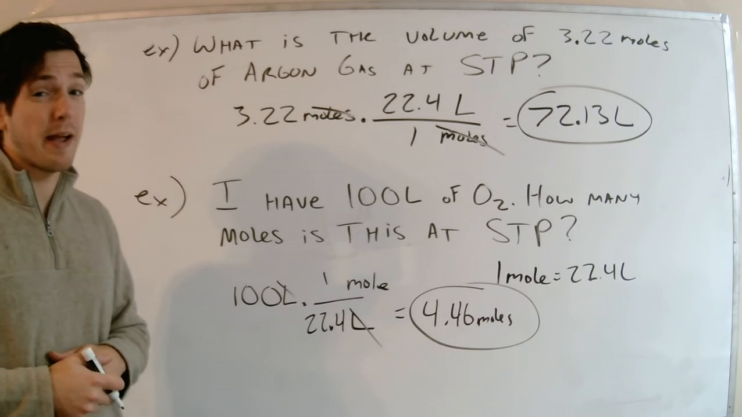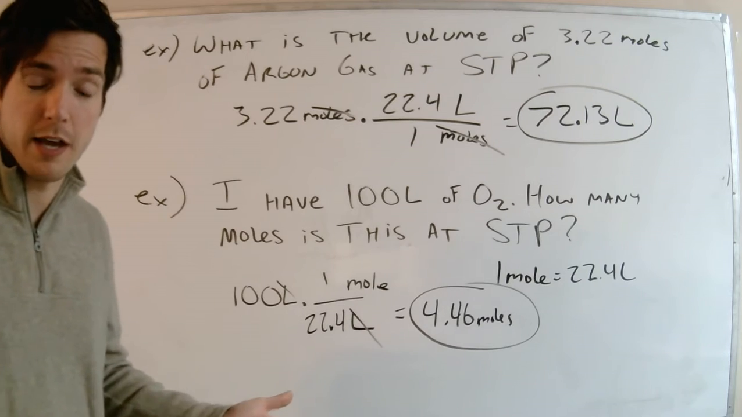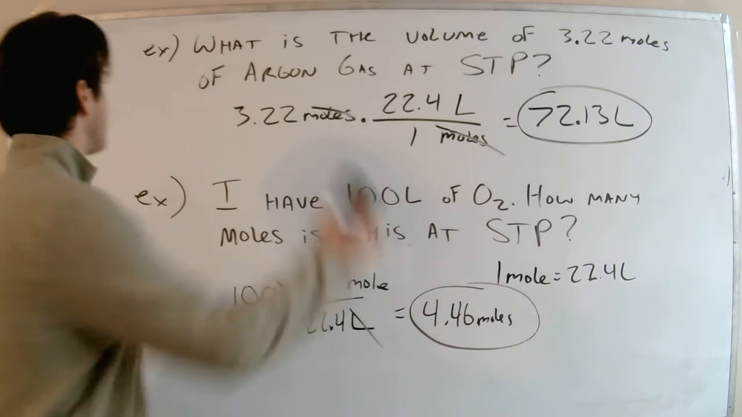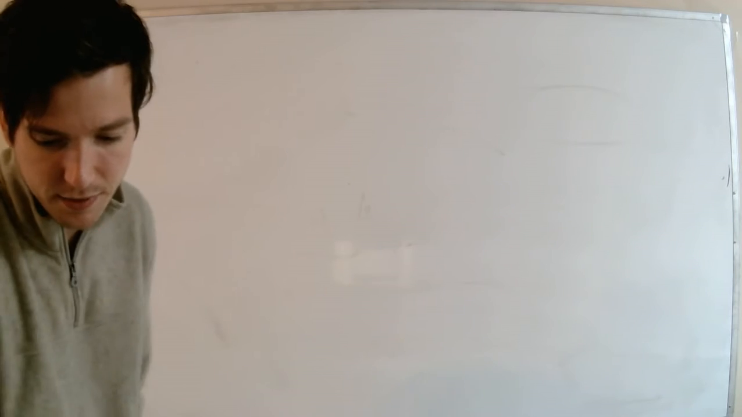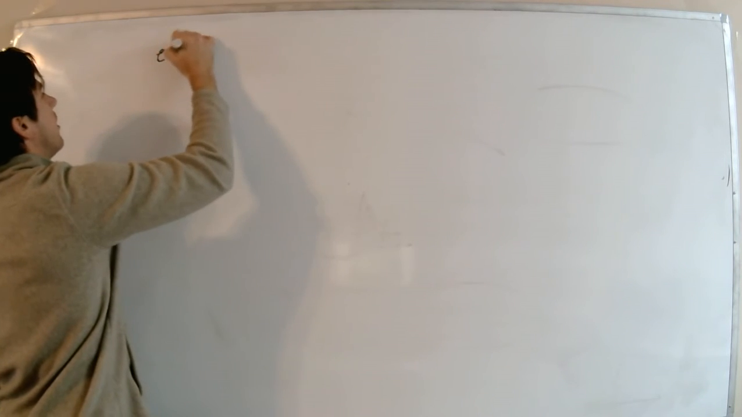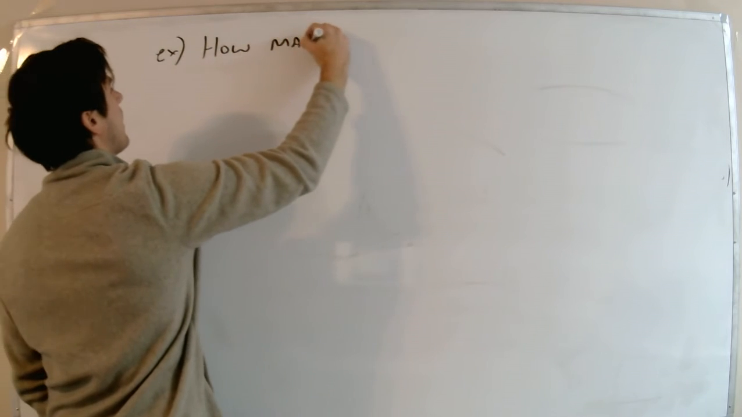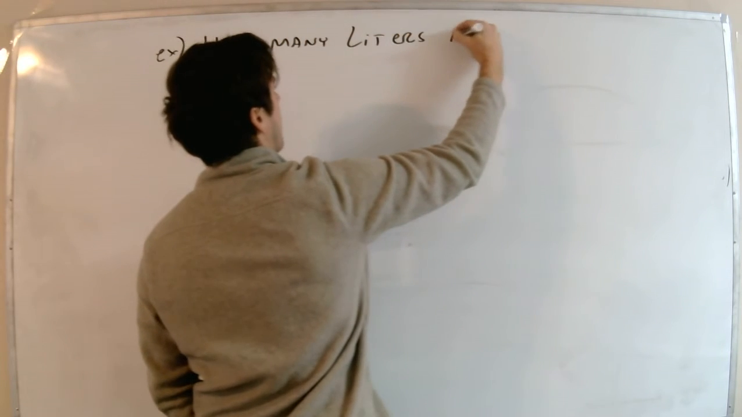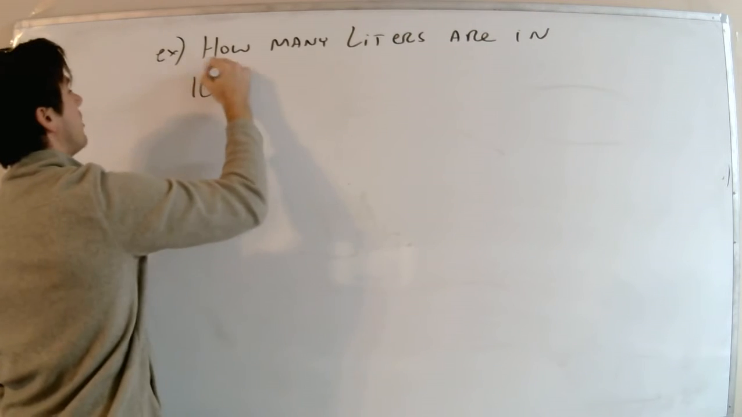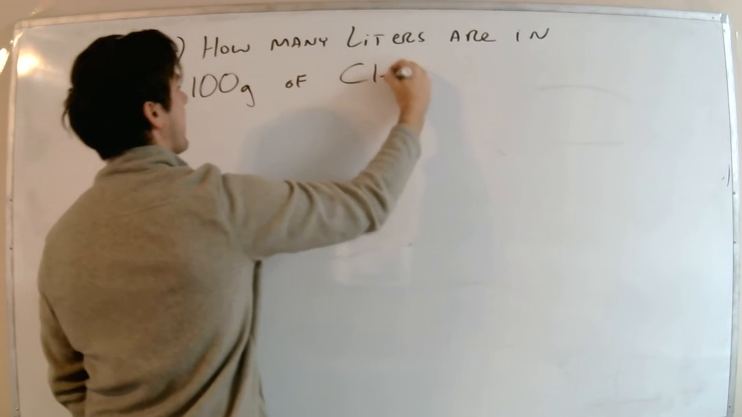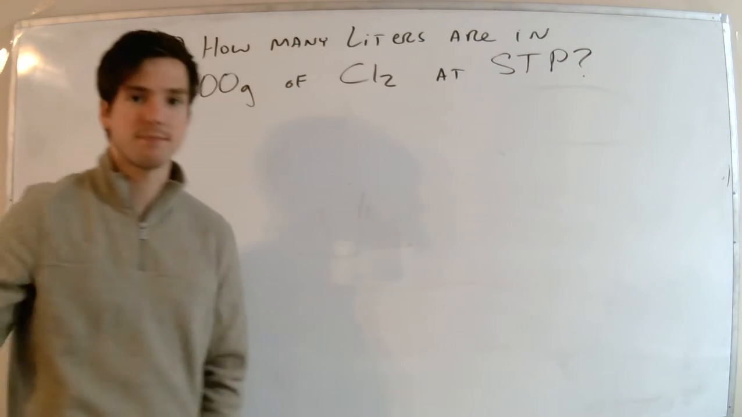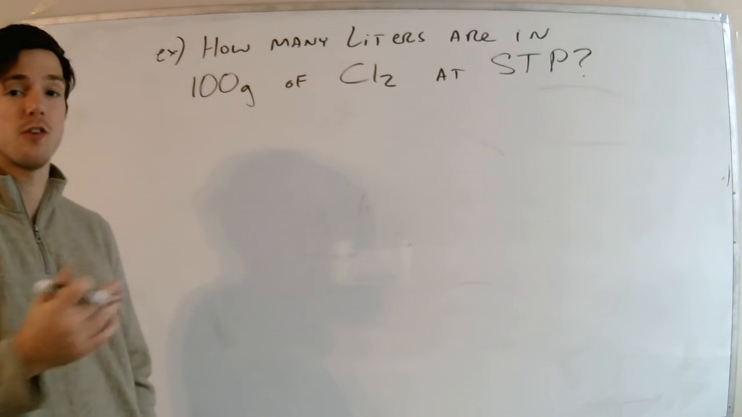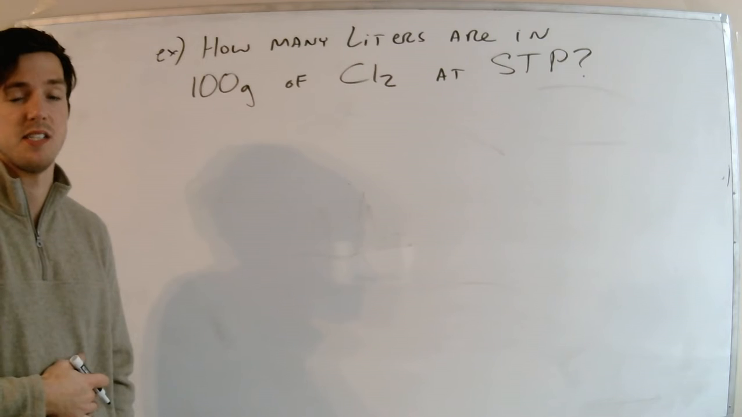Now let's do something where we might have to go from grams to liters, or maybe molecules to liters. So, let's say that I want to know how many liters are in 100 grams of chlorine gas, which is Cl2, at STP. How many liters are in 100 grams of chlorine gas at STP?